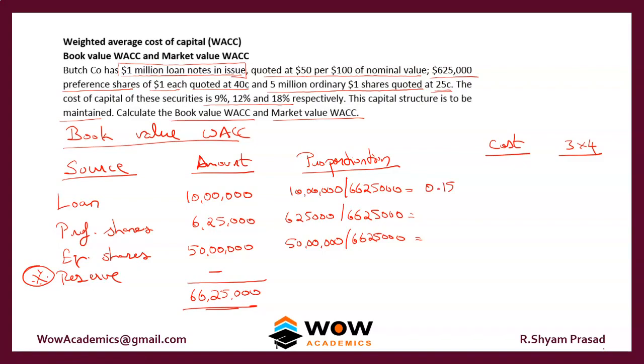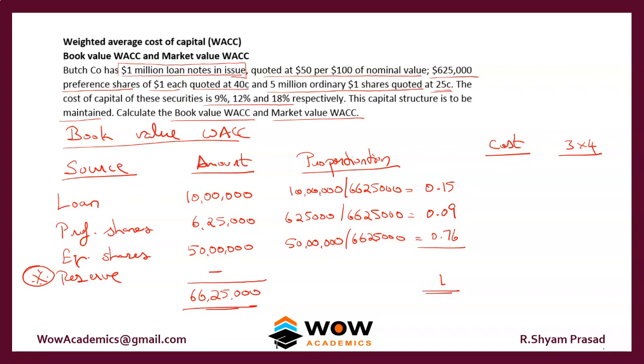0.15, 0.09, 0.76 it comes to. When you add this, it should come to 1. Okay, so this comes to 1. We'll find out the cost. The cost is directly given.